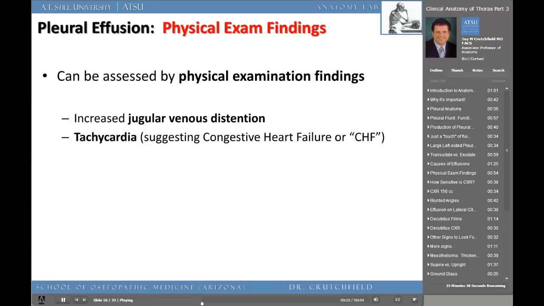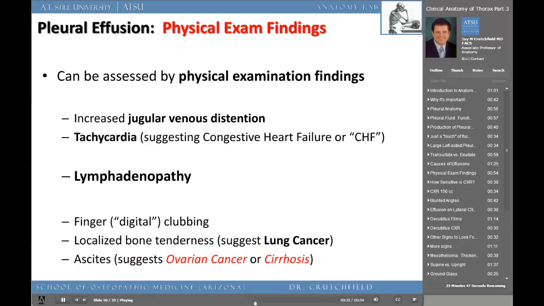If they have finger clubbing or bone tenderness, that could suggest lung cancer, or abdominal ascites could suggest cirrhosis, or perhaps a malignancy such as ovarian cancer. Just the physical exam alone can give you a hint as to why the patient is short of breath. I doubt a physical exam alone will help you diagnose conclusively the cause of the pleural effusion.